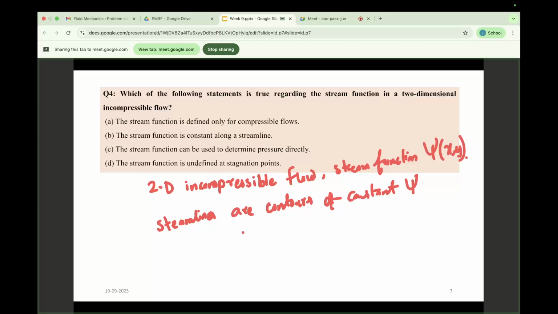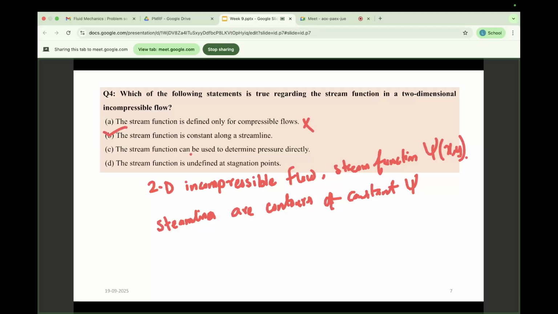So basically this function is not for a compressible flow. It is not fully defined for a compressible flow. It is for an incompressible flow. So generally it is for an incompressible flow, maybe sometimes for a compressible flow. So this first option is not the correct option, right? Okay. So next, the stream function is constant along the streamline. Yes, what I have said is the definition of a streamline.